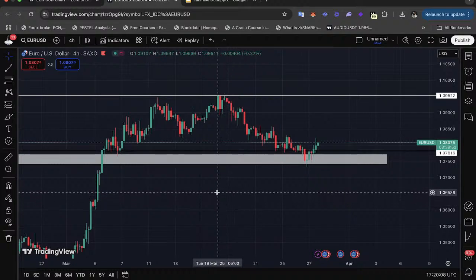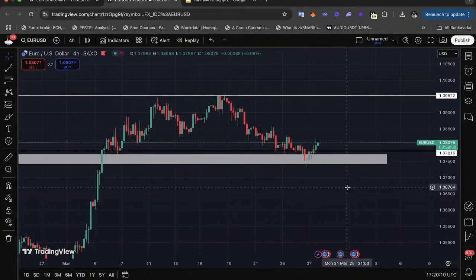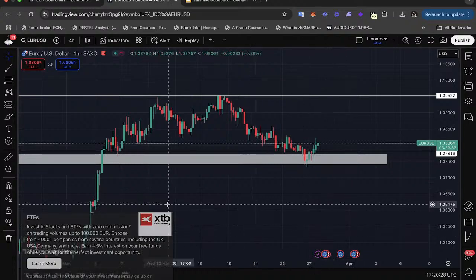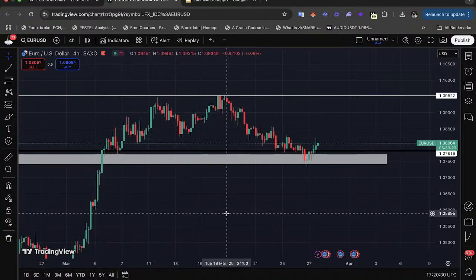Now, previously we were on the daily time frame, and on the daily time frame, some said it is going down, some said it is going up. Now we have come down to the lower time frame, the 4 hours time frame, to see more clearly, to get a better signal.